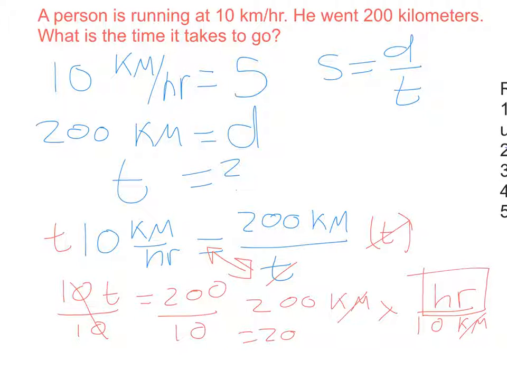My last step is to make sure, oh, I made a mistake. It's actually hours. So my unit is hours. Okay. And then put a box around it, because my last step is to check my units, and I checked my units and I realized I made a mistake. So my final answer is 20 hours.